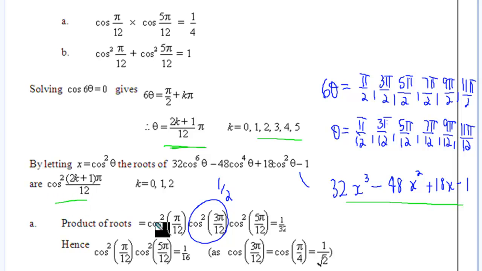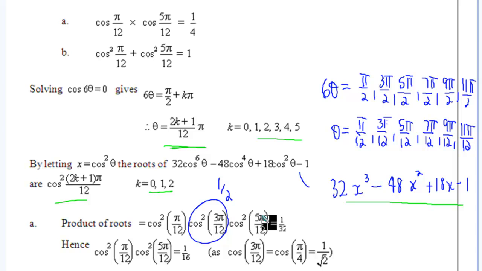So the product of the roots, if they're the roots we've got, we're able to take k equal to 0, 1, 2. So there we're going to get 3 roots of that cubic. Multiply that out, when it's 0, when it's 1, when it's 2, gives us 1 on 32. So minus of minus 1 on 32. Realizing that part is going to be equal to a half, because cos of 3 pi on 12 is cos of pi on 4, which is 1 on root 2. So we're able to get that being a half.